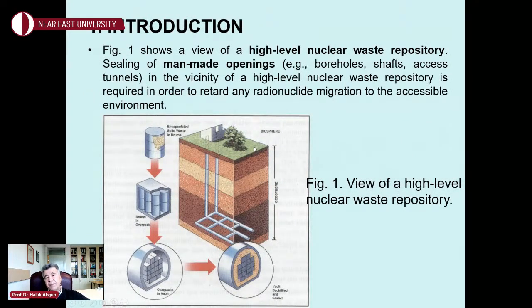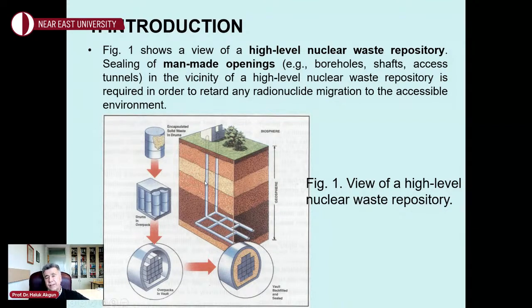This is an artist's concept of what a nuclear waste repository will look like in the future. At the surface, we have the surface waste handling facilities, and we have boreholes, shafts, and adits to dispose this nuclear waste underground within the repository, meaning geological repository. And all these borings and openings in the vicinity of a nuclear waste repository need to be sealed efficiently in order to prevent the migration of the radionuclides to the surface environment.